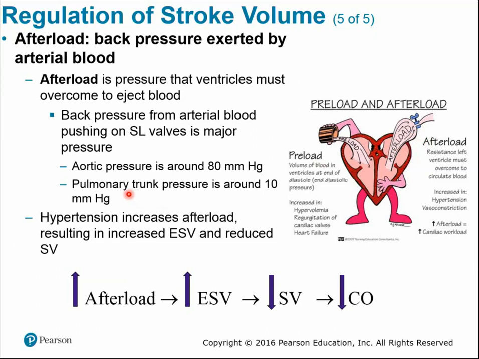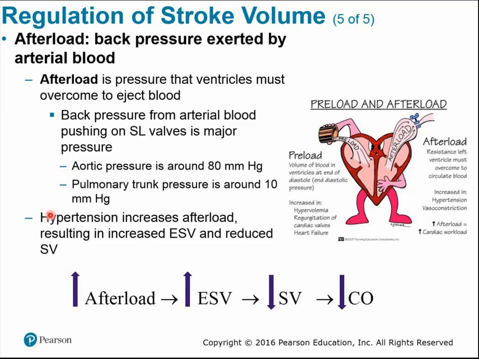So remember, the pulmonary circuit is a very short circuit. It's low pressure because it just has to travel from the heart to the lungs and back. So it's going pretty much right next door. It doesn't have to travel very far, so we don't need a lot of pressure behind it. With the systemic circuit, the aorta, right, has a long distance to travel, so we need a high pressure to ensure that the blood's able to reach all areas of the body.